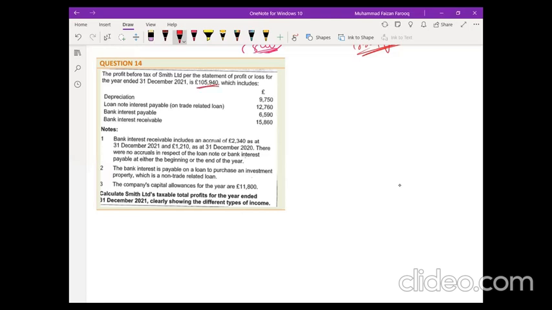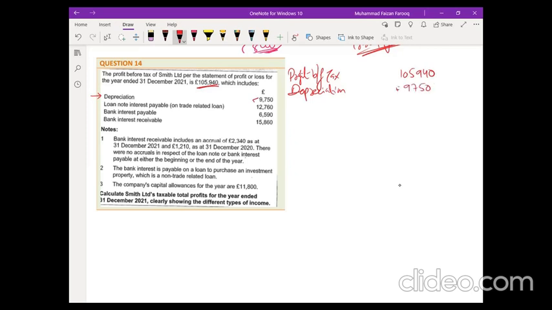How much? Which is, we can say, profit before tax. In the company we write profit before tax, and in an individual we write net profit, right? 105940. Tell me, depreciation allowed or not allowed? Depreciation is not an allowed expense. So what we did, we add it back.